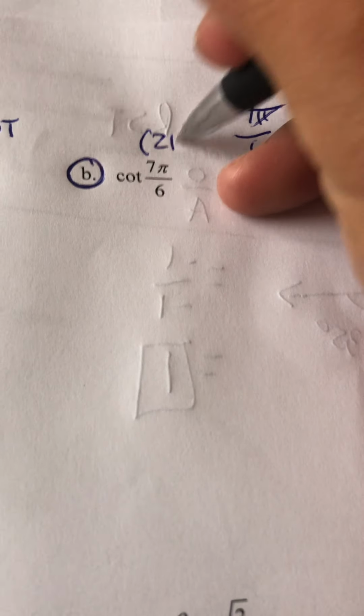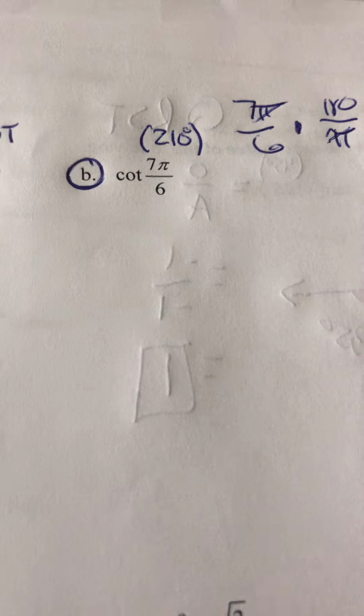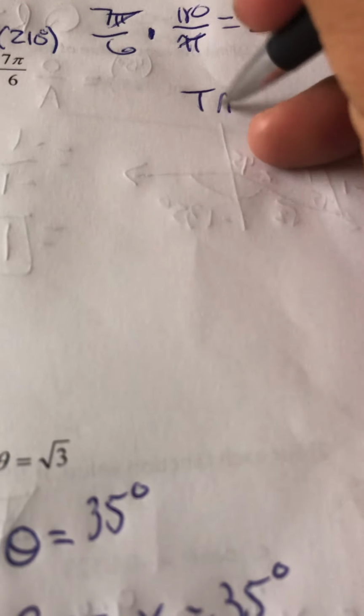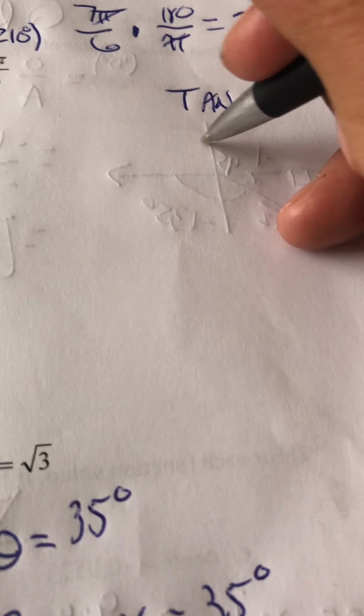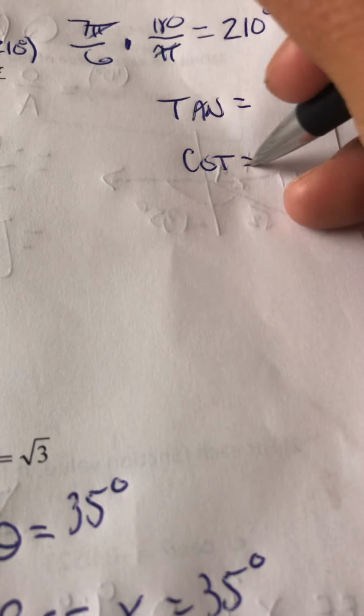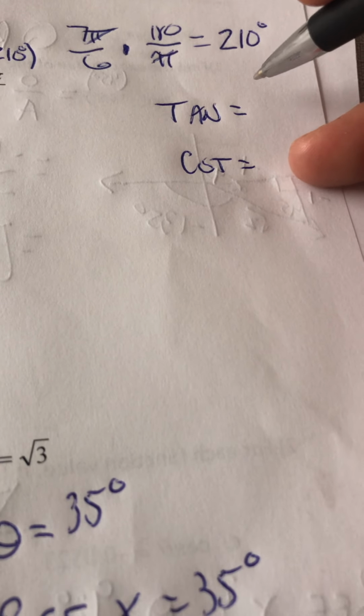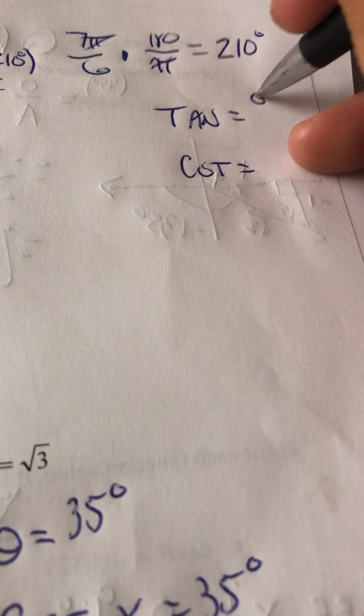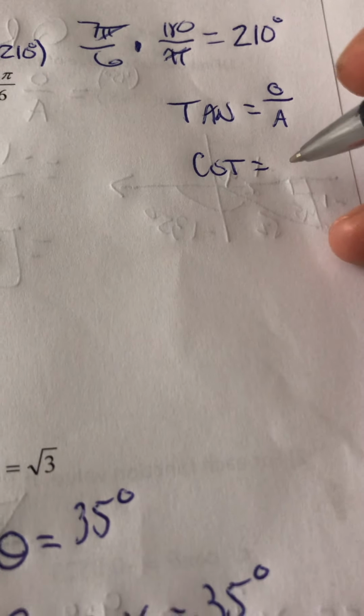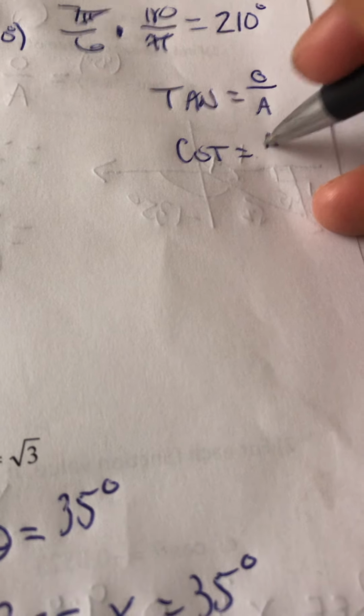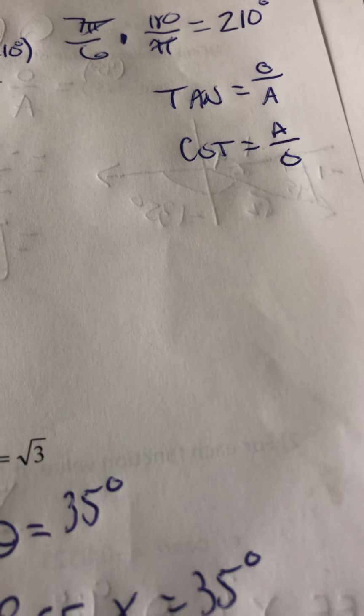So I'm just going to put this in parentheses, because that's what we are working with. I'm also going to go over to the side and write tangent and cotangent, because they are the reciprocal functions. Tangent is TOA, so we have opposite over adjacent. So therefore, cotangent is adjacent over opposite.